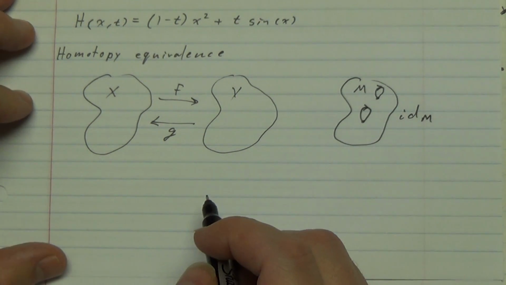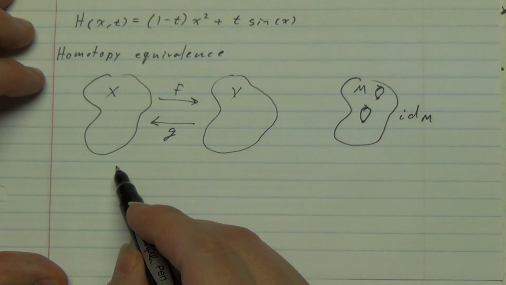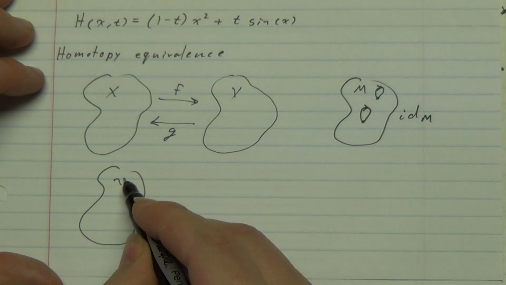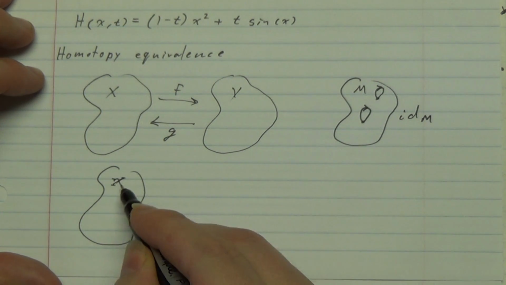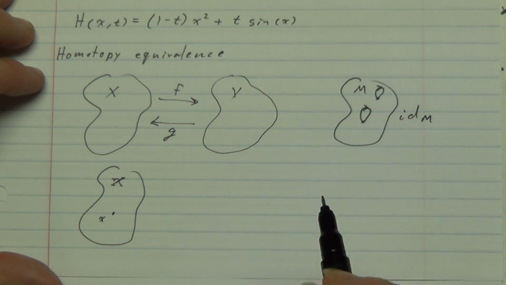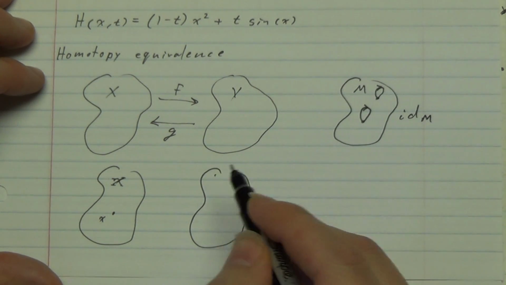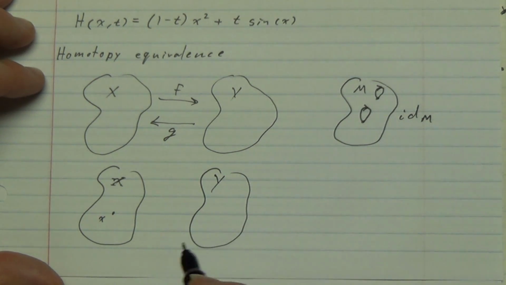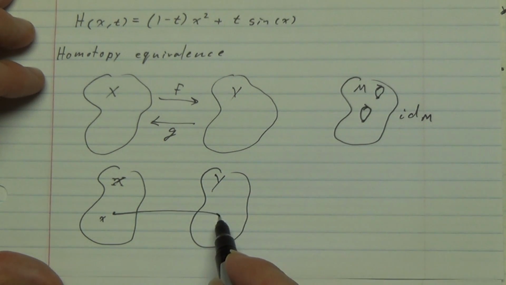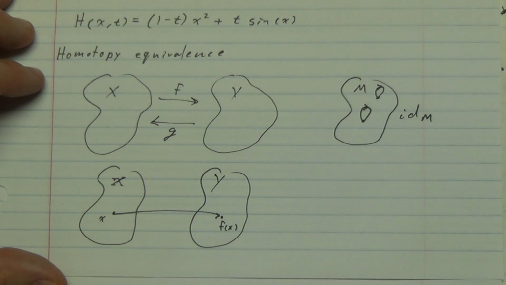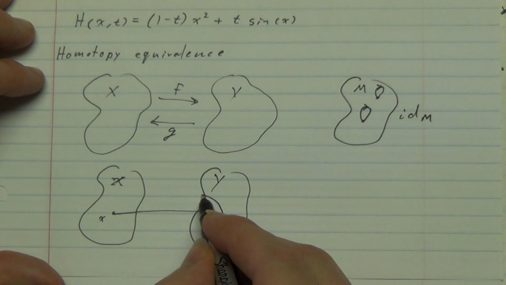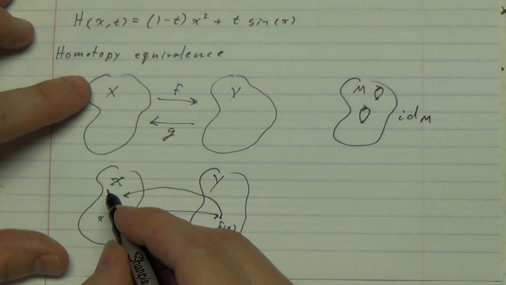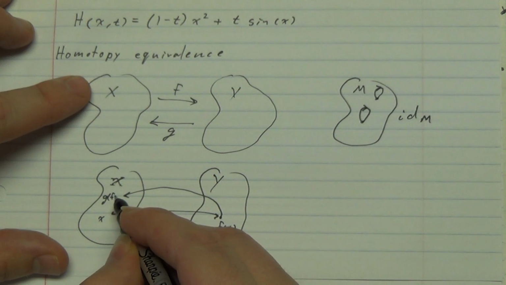Now, let's follow a point around. Let's take a point of X, let's call it little x. Let's operate on that with our operation taking X to Y, that's F. X is taken to the point F of X. And now let's operate on that point in Y, F of X, with our operation taking Y to X, points of Y into points of X. So this is G of F of X.